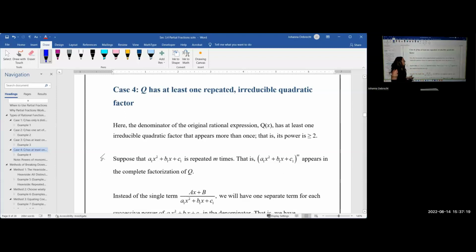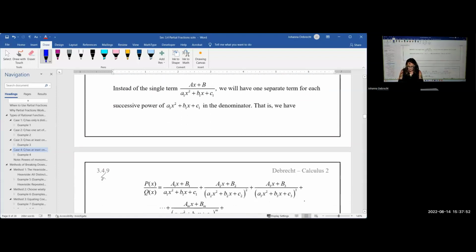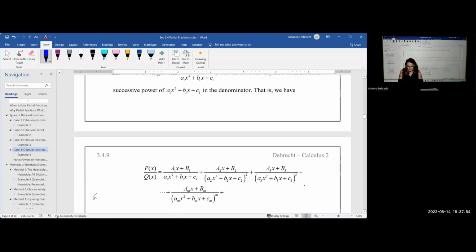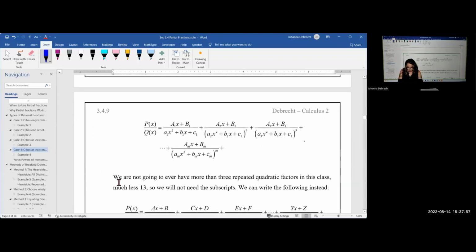Case 4, as you might expect, has an irreducible quadratic factor, but it repeats. So we've had linears that don't repeat, linears that do repeat, irreducible quadratics that don't repeat. Now we have irreducible quadratics that do repeat. So how do we deal with that? Well, what do you think we're going to do? We're going to do what we did with the repeating linear factors, which means it has to show up that many times, one for each possible power of the irreducible quadratic factor. So we're going to have one term for each successive power.